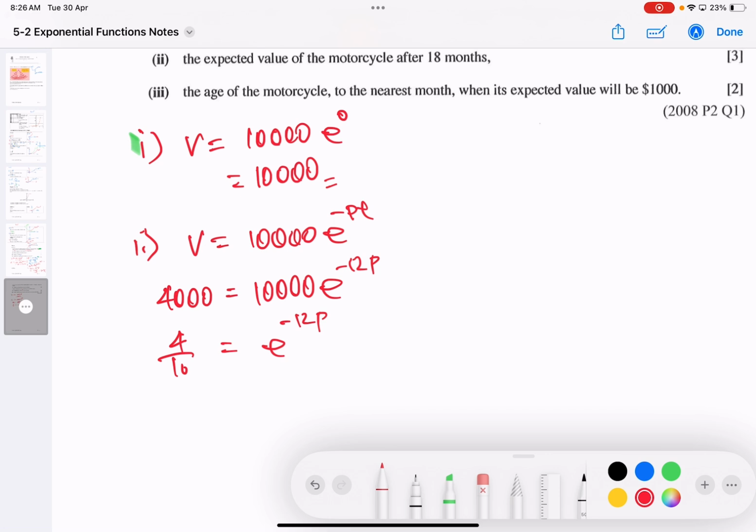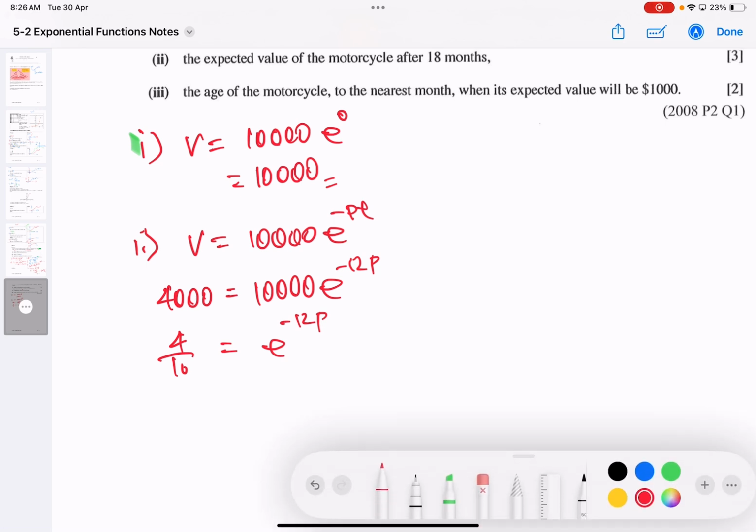How can I make P the subject of my formula? Because I want to find the value of P, right? So how can I do that? Clue, hint: you're going to use logarithms. Some of you look so confused.